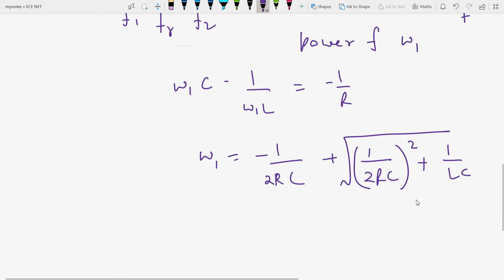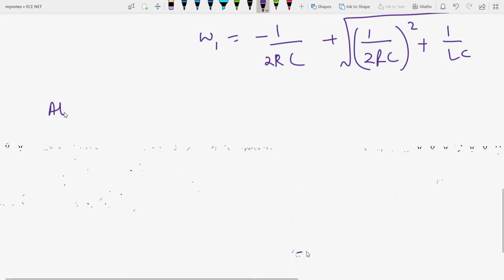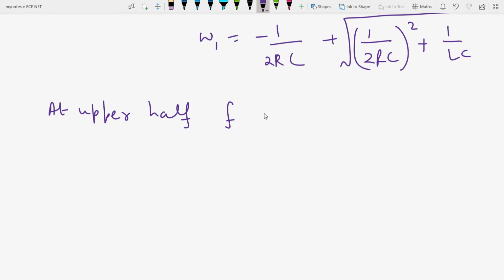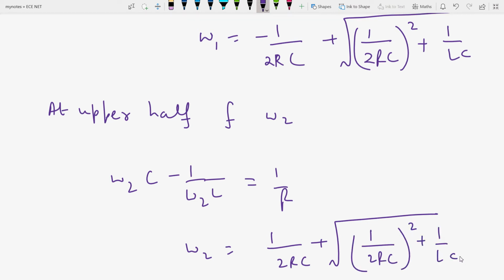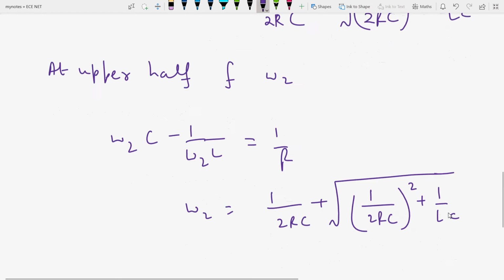At the upper half frequency, omega 2, you have omega 2 C minus 1 upon omega 2 L equal to 1 upon R. So omega 2 is equal to 1 upon 2RC plus under root of (1 upon 2RC) whole square plus 1 upon LC. So these are the upper and the lower half frequencies.